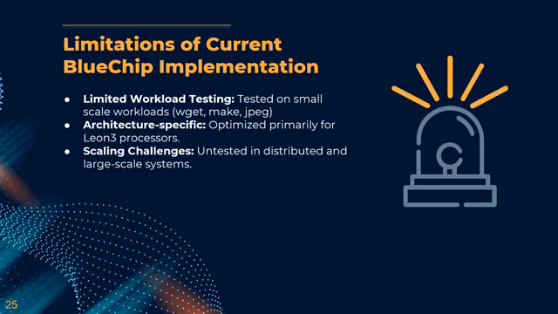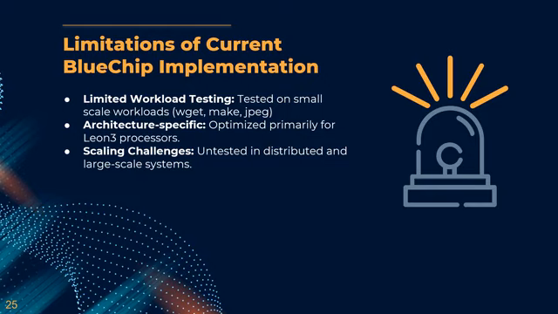Let's take a moment to reflect on the limitations of Blue Chip. One of the first challenges lies in its limited testing scope. So far, Blue Chip has only been evaluated using workloads like wget for network requests, make for software compilation, and JPEG for image processing. While these are extremely important, they are just the beginning. Real-world systems, from autonomous vehicles to AI-driven platforms, will require expanded testing.